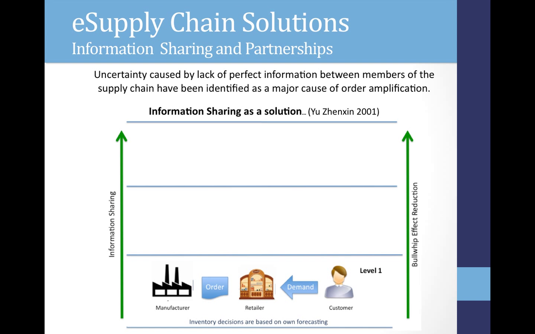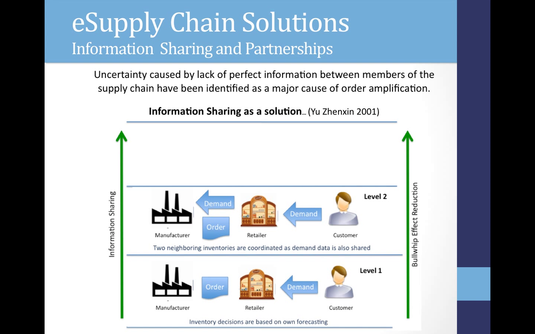At the first level that we can see here, with a very simple supply chain structure, there is no order coordination nor information sharing between retailer and manufacturer. Each member manages their inventory levels and takes decisions according to their forecasting. Retailer uses customer demand and manufacturer uses retailer order. This level of information sharing is known as decentralized control.